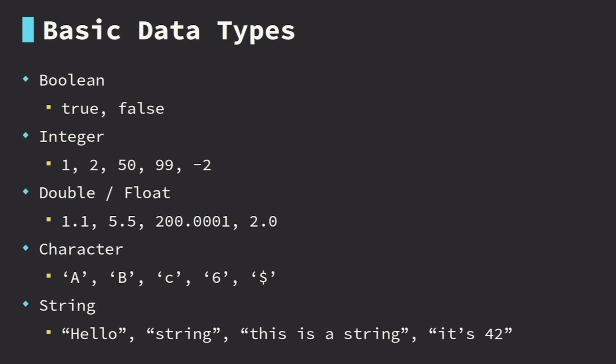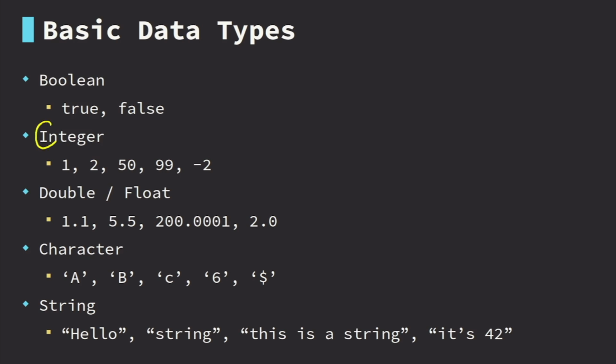So here are the basic data types. We have a Boolean, which is either true or false. So the Boolean can be true or false. Booleans are really important because we'll be testing conditions like if something is true, then run this code. And if it's false, then we run some other code. So Booleans are all over the place.